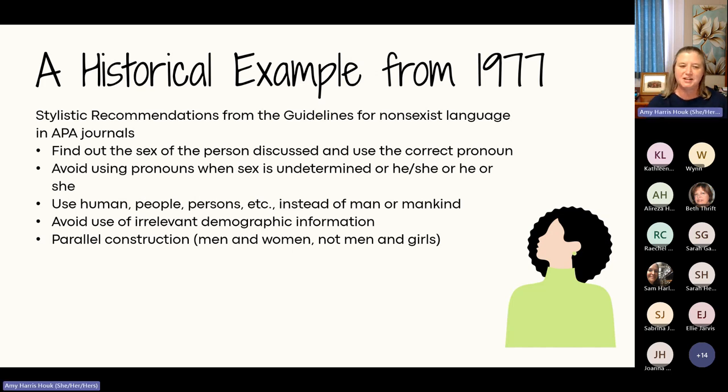Also, they talk about using humans, people, instead of man or mankind. So it's one giant step for personhood, I guess. I don't know. Avoid use of irrelevant demographic information, and my favorite, parallel construction. So we're not allowed to say men and girls anymore in 1977, which is truly sad.